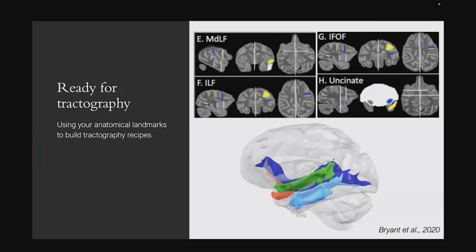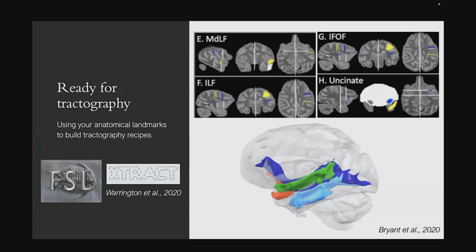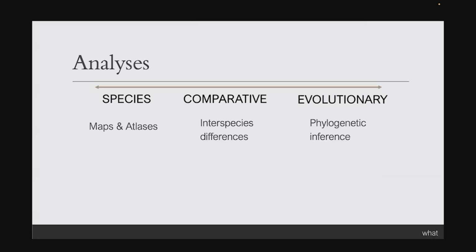We just have to identify the homologous landmarks, so we're always putting our region of interest mask in the correct location. And if you are creating your own custom set of recipes to do these kinds of virtual dissections, you can use XTRACT, which is a part of FSL's package. And Sean Warrington will talk about this as well. But it's a way you can plug in what you've done and then it gets deployed through XTRACT in order to do the tractography and organize your results. So that's very nice.